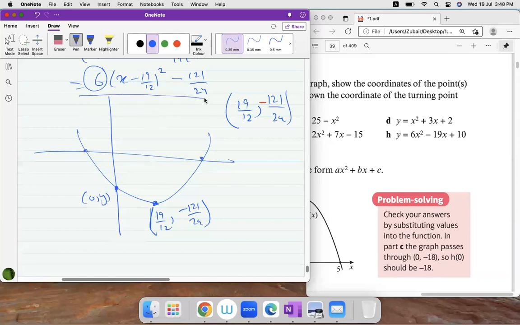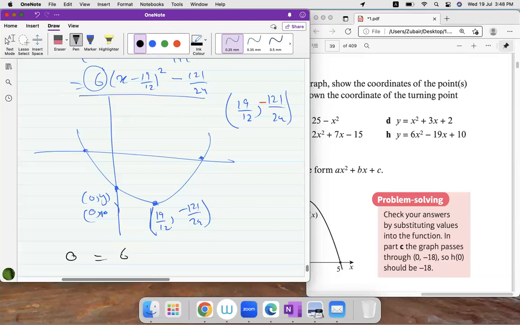To find these three values, this is x equals 0, y something. So when we put x equals 0 here, what do we get? It is 19 divided by 12 squared times 6 minus 121 divided by 24, which is 10. So this is (0, 10).